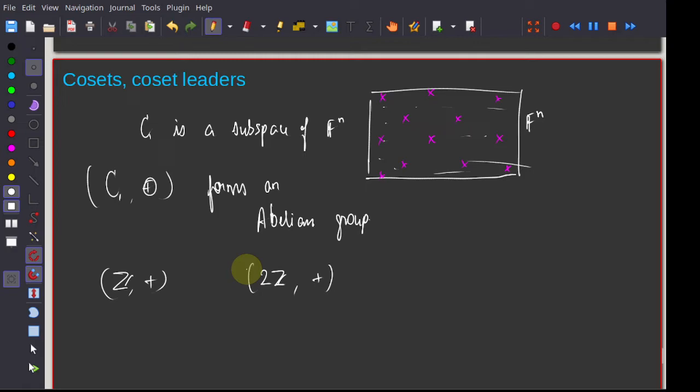The set of all even integers, does it form a group? Okay.